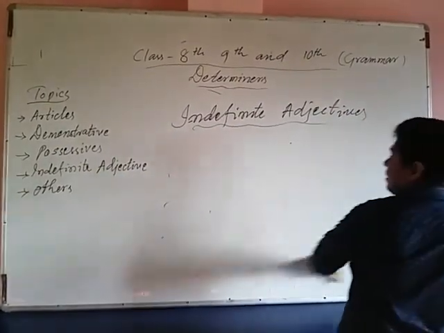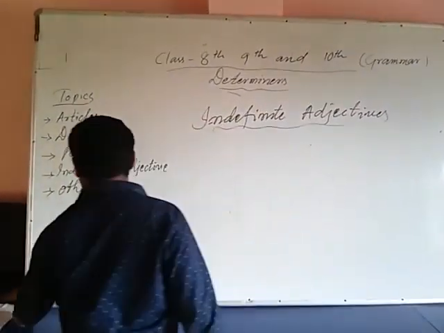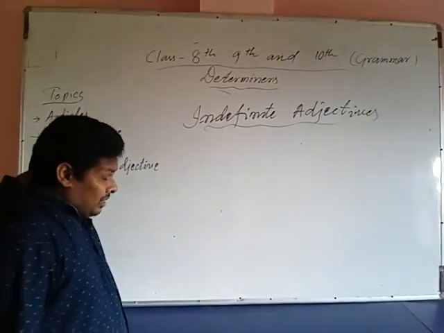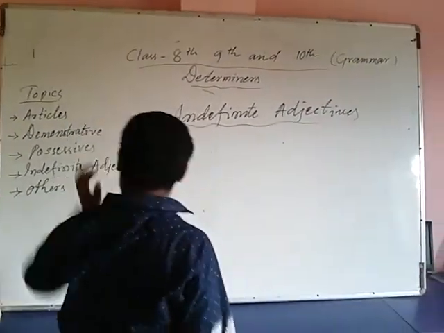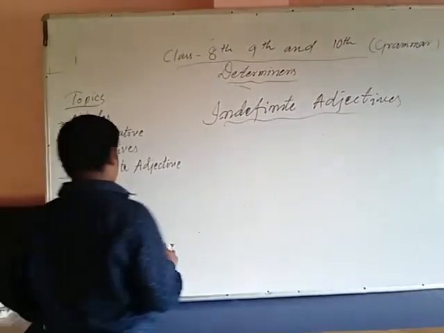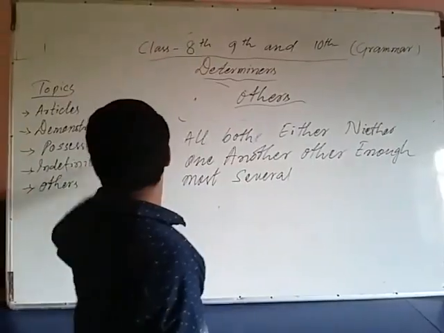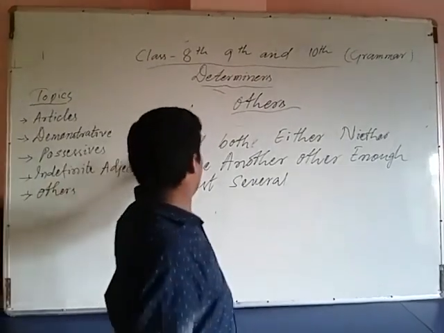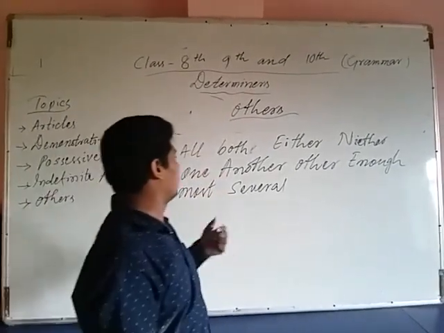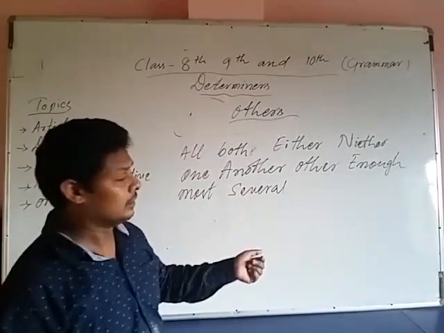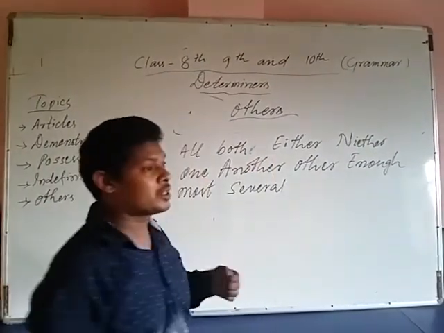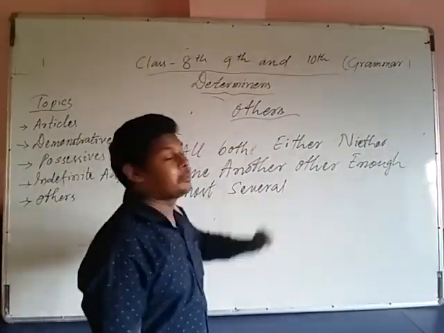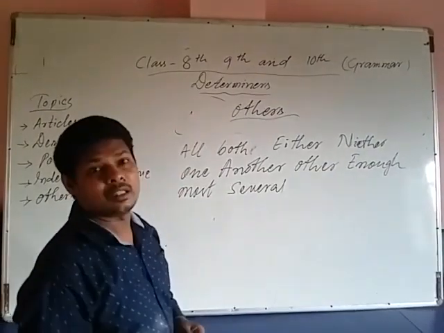And let's discuss about other determinants. Yes, let's discuss the others. Others we can see: all, both, either, neither, one, another, other, enough, most, several. These all can be used as a determiner in the sentences.